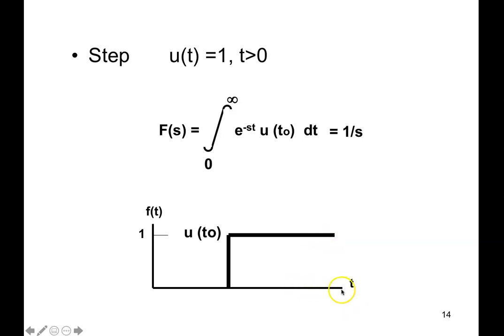So this x-axis is t. That's varying in time, but the value is 1 all the time. So 1 is the step signal in the time domain, and 1 over s is the step signal in the frequency domain. They are just two different representations of the same signal. That's really what the Laplace transform is. We're not changing anything. We just change the mathematical representation of it.